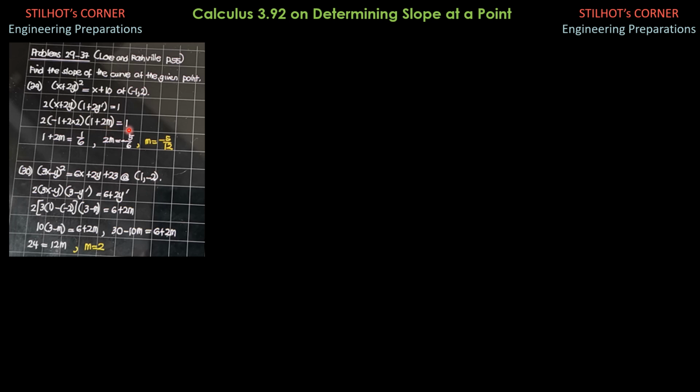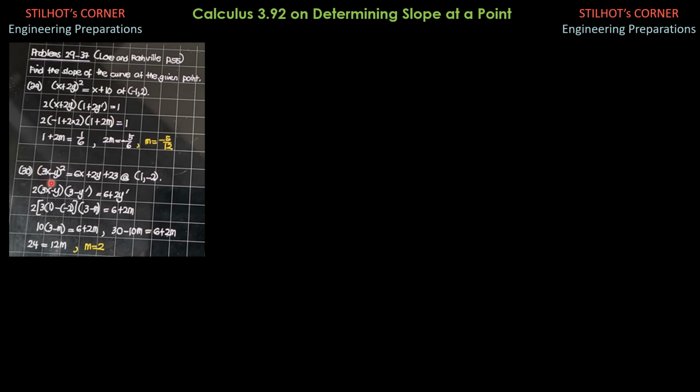We write this as 2 times 3, so 6. So 1 + 2m = 1/6. So 2m = 1/6 - 1 = -5/6. Therefore, the slope is -5/12. That's the slope for problem 29.